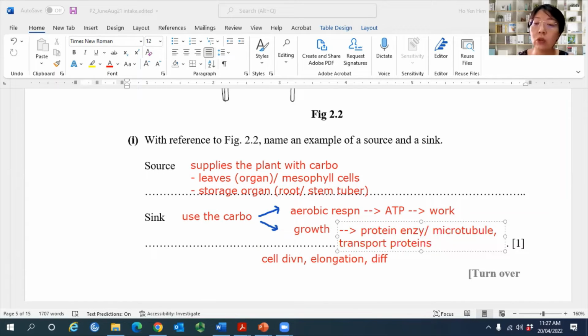So you need to produce proteins for growth, and you need to produce phospholipids and cholesterol to produce the membrane. You need to produce new organelles. So this is for growth. You need to produce DNA for cell division. So this is growth. Okay?